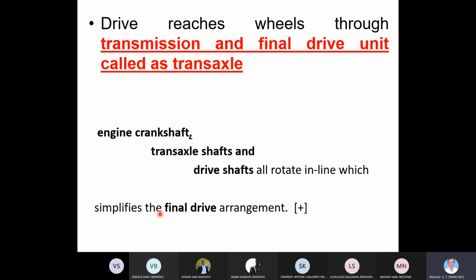Simple gears I showed you, one helical pinion, another helical large gear. So any other gear arrangement can form the final drive rather than complicated hypoid or spiral bevel drive and all that. Okay, simple arrangement is good enough here to take care of the drive being transmitted from the engine to the road wheels.